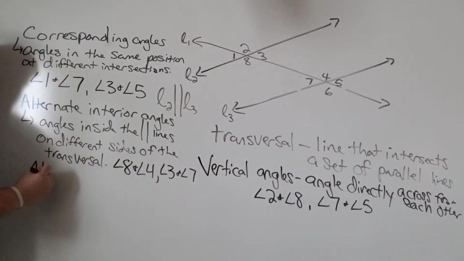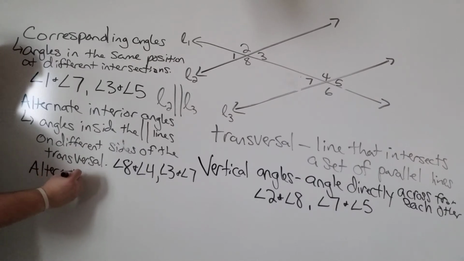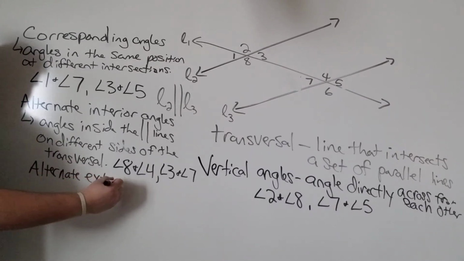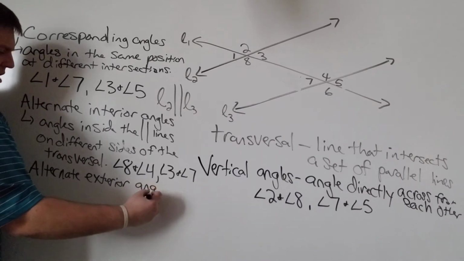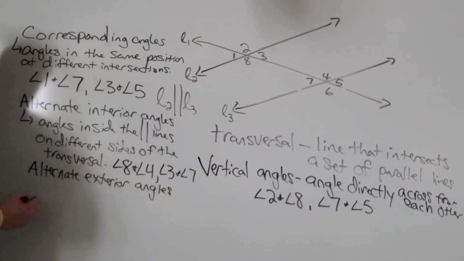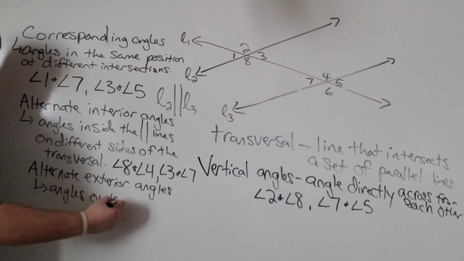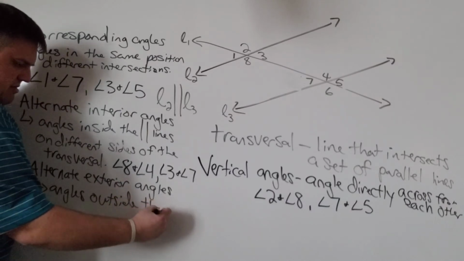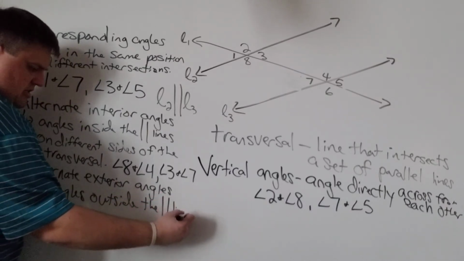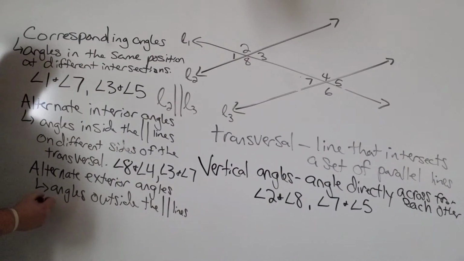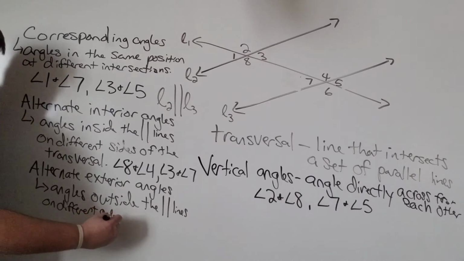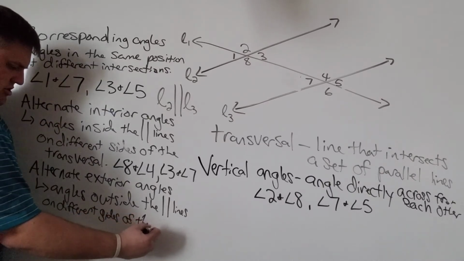Alternate exterior, which are the exact same thing, just they're outside the parallel lines. Angles outside parallel lines on different sides of the transversal.